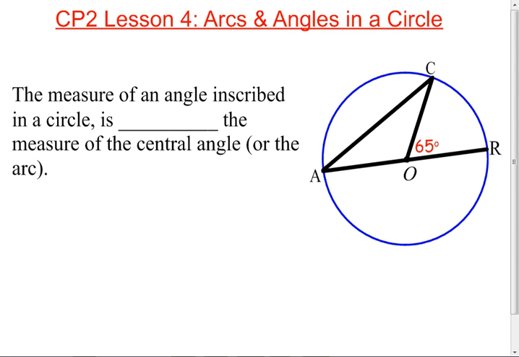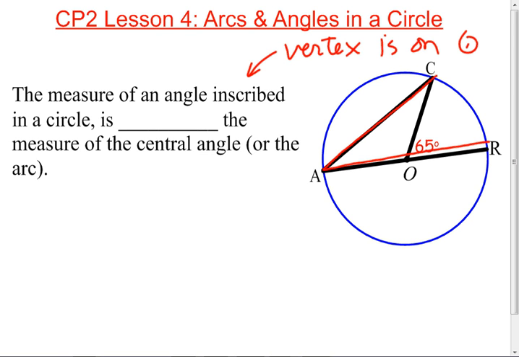Okay, what we're going to do with this is an inscribed angle. Do you remember inscribed angles? Where's the vertex? The vertex is on the circle. So here's your inscribed angle, angle CAR.